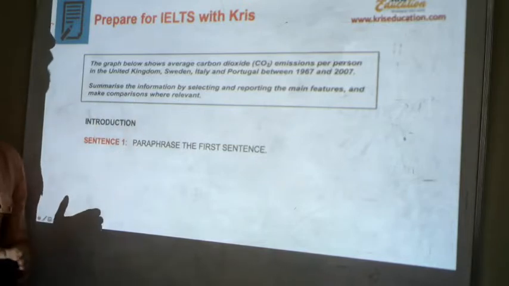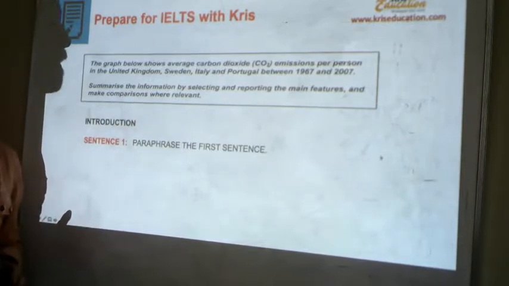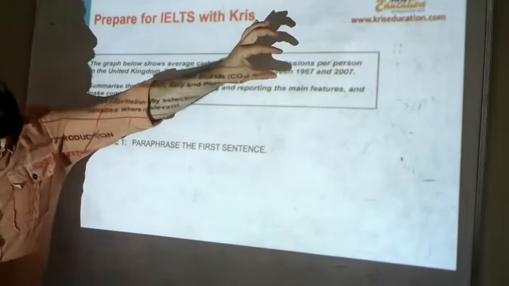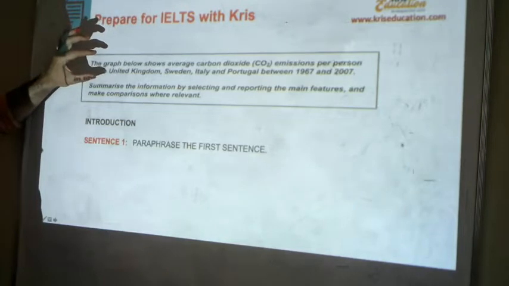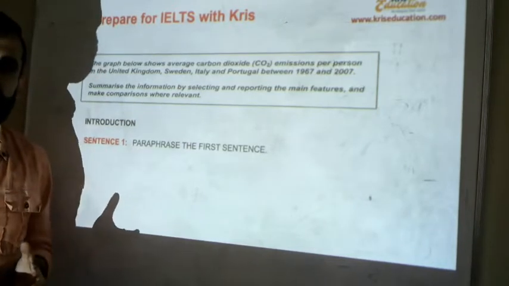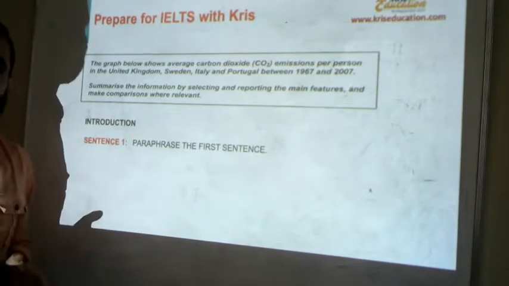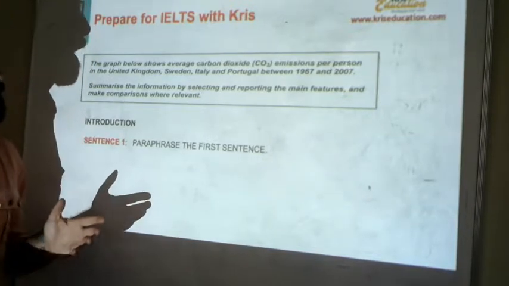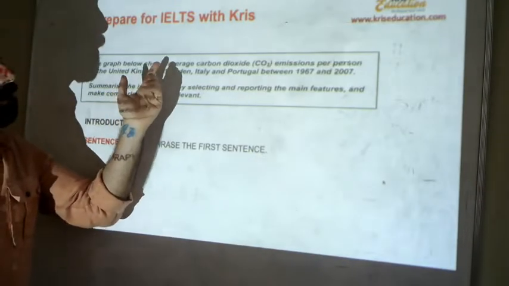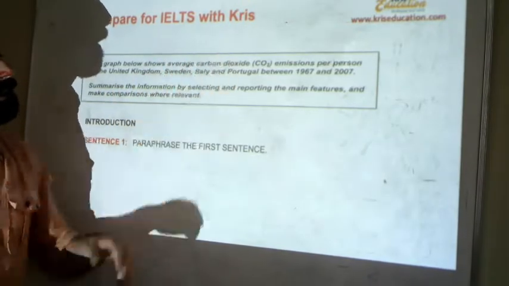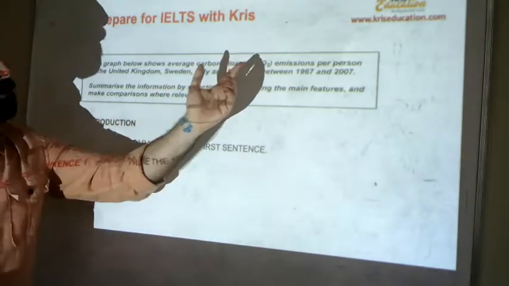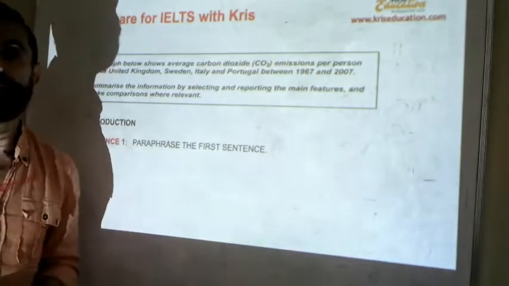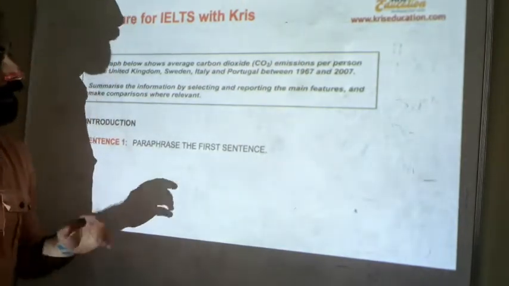To write the introduction you do need two sentences. So in the first sentence basically you need to paraphrase the first sentence IELTS gives you. You can paraphrase it in different ways as long as you do not copy and paste 3 consecutive words. And 3 consecutive words in IELTS are things like shows, average, carbon dioxide, and so on, or emissions per person in the United Kingdom. So 3 words that come one after the other.